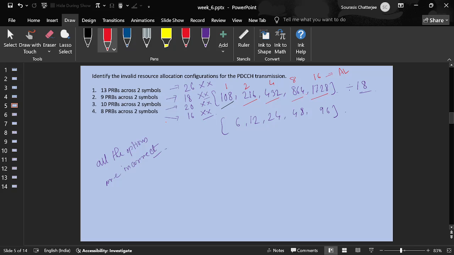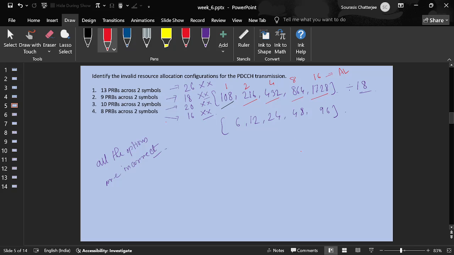So these are the fixed numbers of bits that are allowed. In other words, these are the valid resource allocations, valid numbers of resource bits. Here we are given a certain number of PRBs across certain symbols. What we need to look at is, we have seen that one REG, or resource element group, consists of 1 PRB across one symbol, and that is 12 subcarriers. Now when we talk about 12 subcarriers, 3 are reserved for DMRS, right?